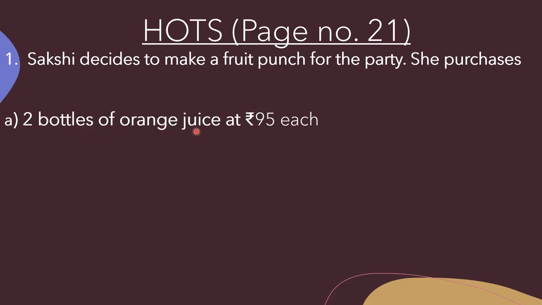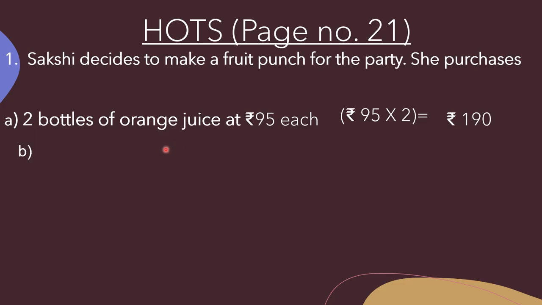2 bottles of orange juice at ₹95 each. उसने 2 bottles orange juice के लिए जिसका प्राइस था 95 रुपीज ईच, मतलब हर एक बॉटल का प्राइस था 95 रुपीज. Okay, so to find out the total of 2 bottles, we will multiply 95 by 2, and that is equal to ₹190. So she spent ₹190 for orange juice.